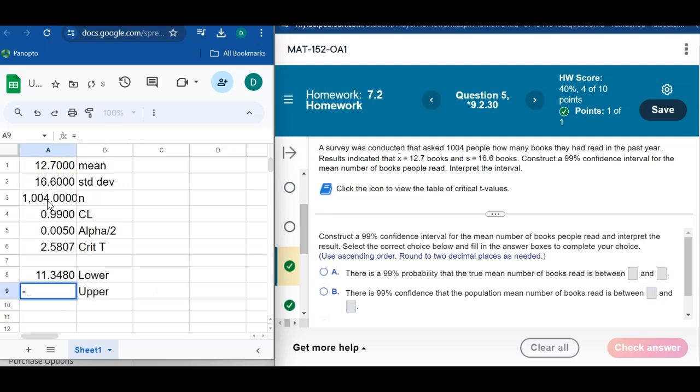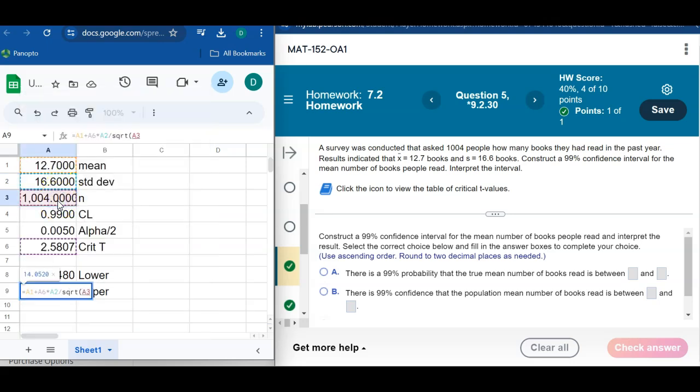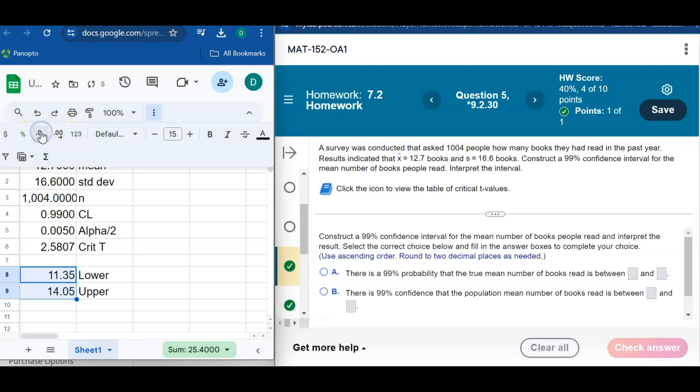My upper number is the same thing except a plus in between the two instead of a minus. So sample mean this time plus critical number times standard deviation divided by SQRT, the square root of the sample size. Enter for that one. It says it wants these to 2 decimal places, so I'm going to select both of them and use this button right here to get it down to just 2 places.